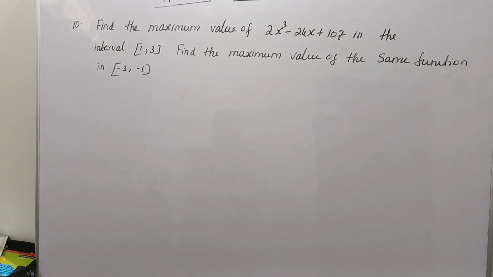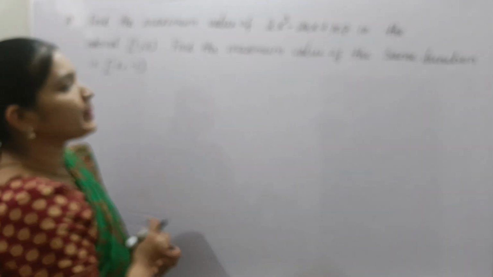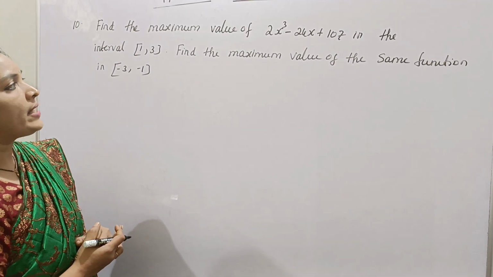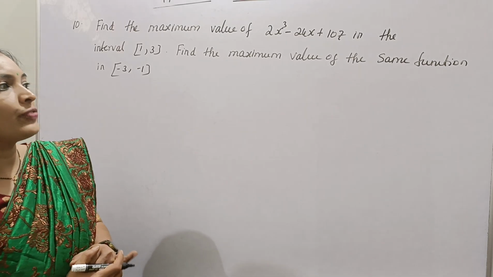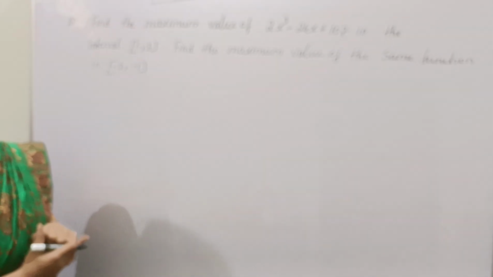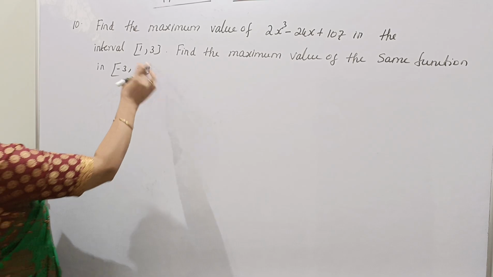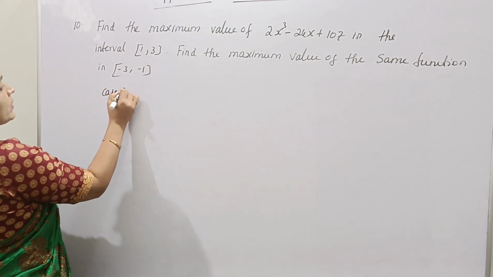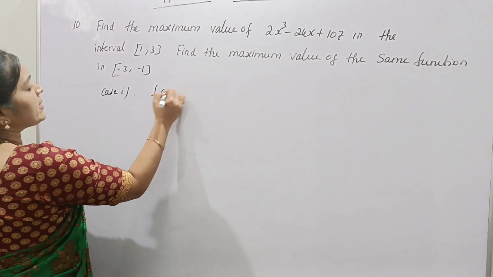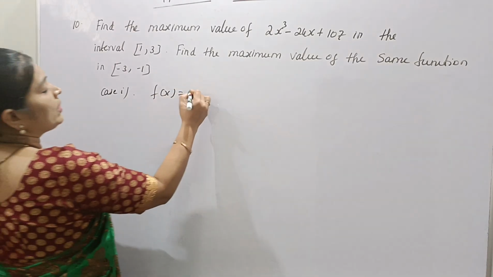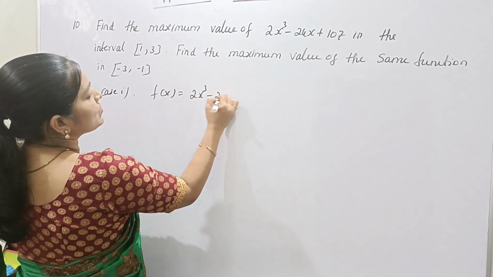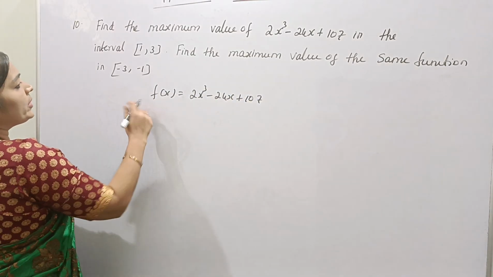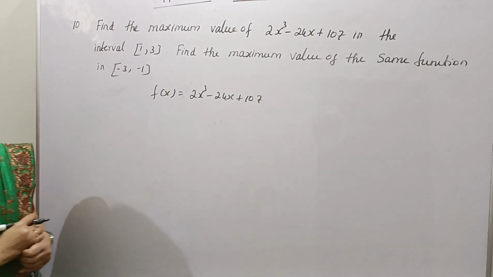Find the maximum value of 2x cube minus 24x plus 107 in the closed interval 1 to 3, and find the maximum value of the same function in the closed interval minus 3 to minus 1. Okay, first we will find in this interval, case 1. So our f of x is equal to 2x cube minus 24x plus 107. Here for both intervals the function is the same, right?